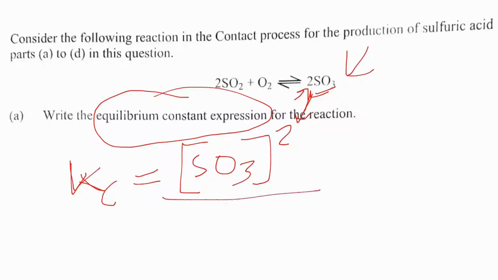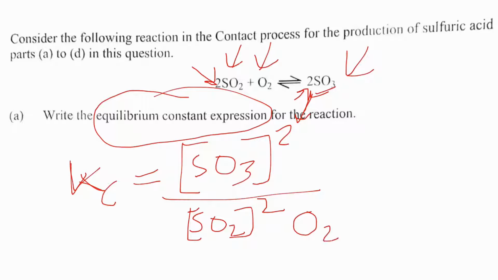Now in the denominator we will write the reactants. Two reactants are there, SO2 first. We will write SO2 in a square bracket, and before SO2 the 2 is written, you can see coefficient 2. So this 2 will come here as the index, and then the second reactant is O2. O2 also we will write in the denominator, and before O2 nothing is written, so no index will come. So this is the way you can write the equilibrium constant expression for the reaction.